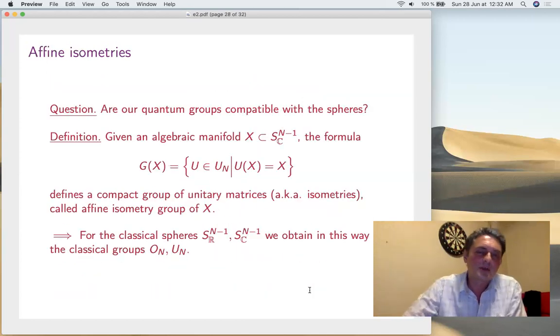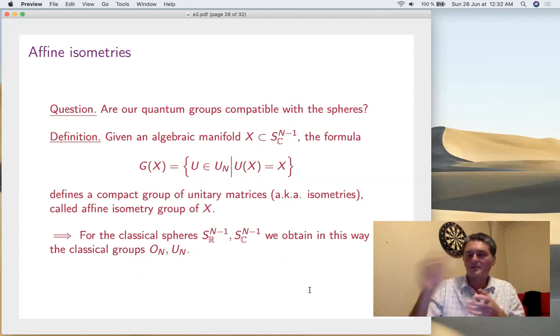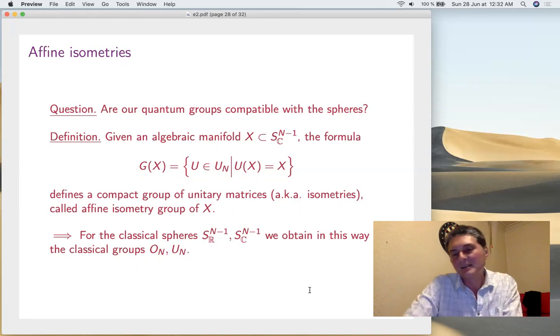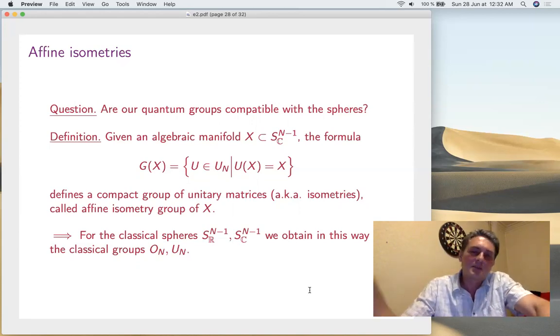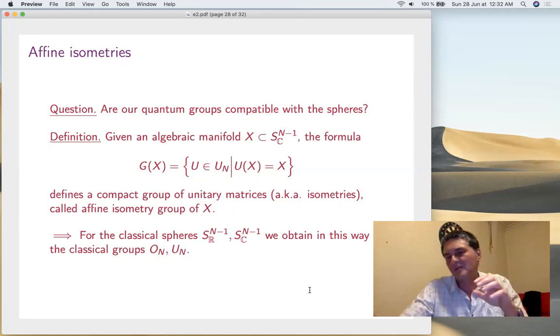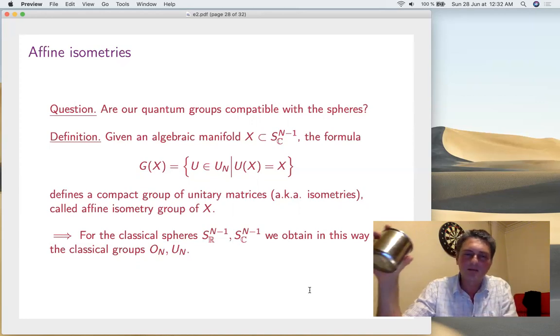For this, of course, in the classical case, how do you get the group from the sphere? Well, it's the rotations of the sphere, right? The real sphere, the isometry group is O_N, and in the complex case, it's U_N. So I need to talk about isometries now. And isometries are of many kinds. You can do them affine, or in a Riemannian sense. Here we'll just look at the simple thing: affine, very simple.